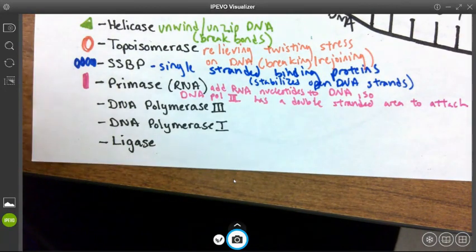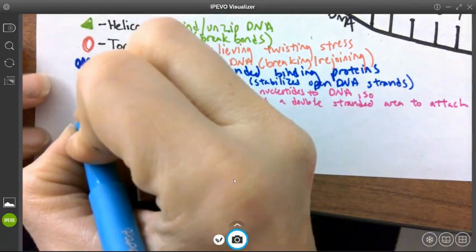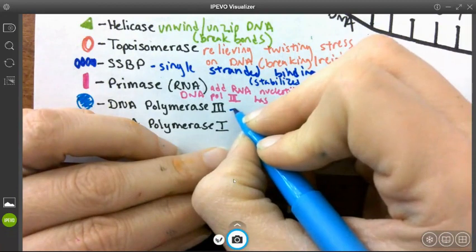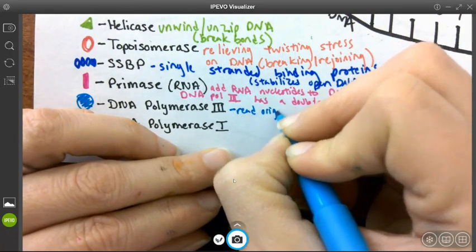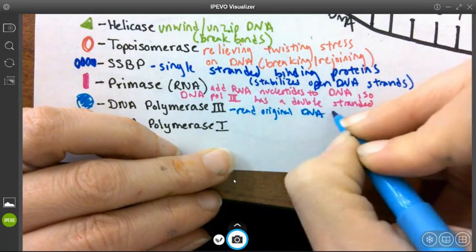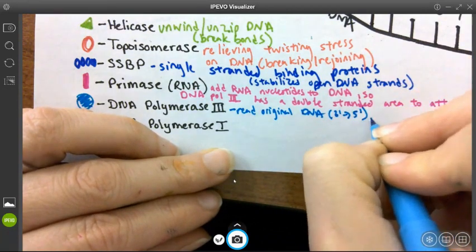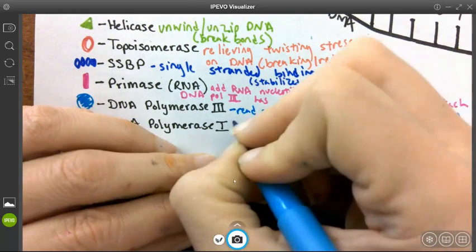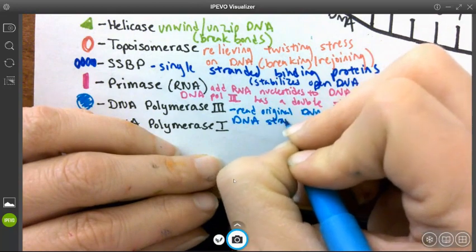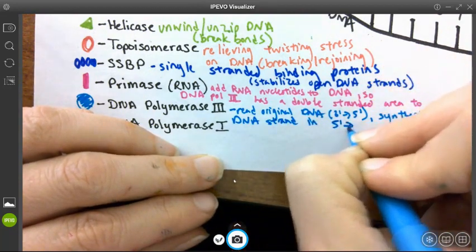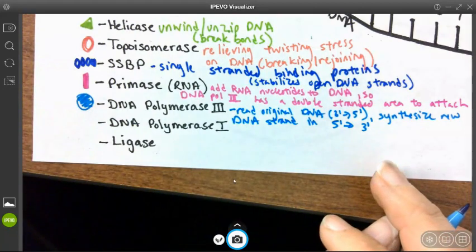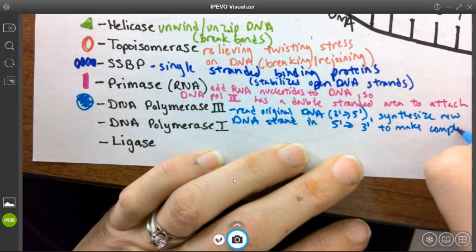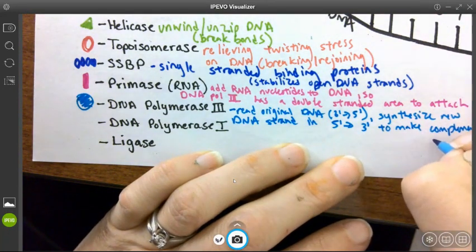Next, we'll have DNA polymerase 3 coming along. DNA polymerase 3 is going to read the original DNA in the 3' to 5' direction, and it's going to synthesize a new DNA strand in the 5' to 3' direction to make the complementary strand.